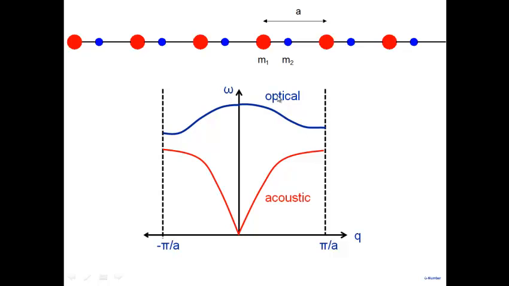The name optical comes for the following reason. Suppose for a moment that this is sodium. I have an ionic crystal. This is sodium and this is chlorine. Now, which one is larger?